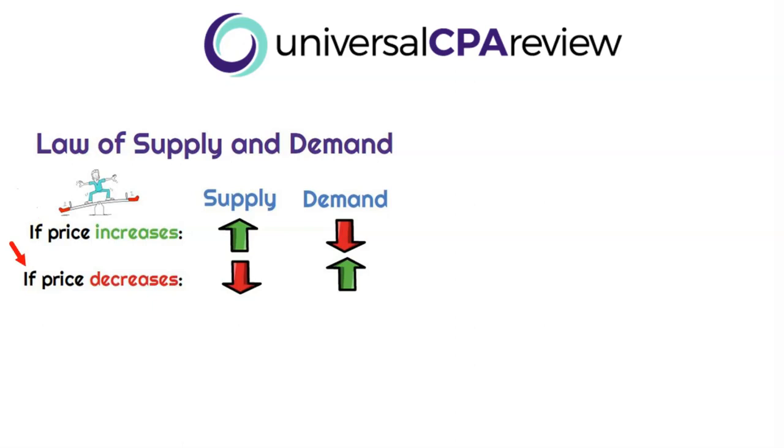Now, on the flip side, if price were to decrease, suppliers don't want to sell something that has a decreasing price, so supply will go down, but because it's less expensive, demand will go up. These two laws always work together to eventually try to find a market equilibrium price, which is where supply equals the quantity demanded in the market.